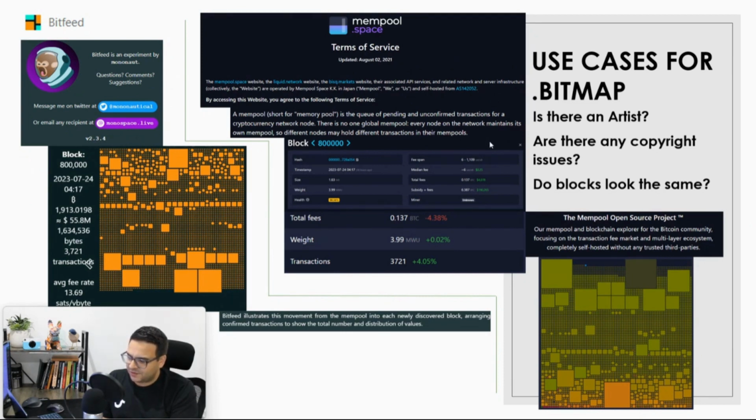Now, I don't know if I'm understanding that correctly, but the way I'm looking at that is, well, again, just looking at that, so different nodes may hold different transactions in their mempools. Does that mean on each node there may be a totally different representation of the block? In that case, there'd be many. So I do think that's quite interesting if that is how I've understood it.